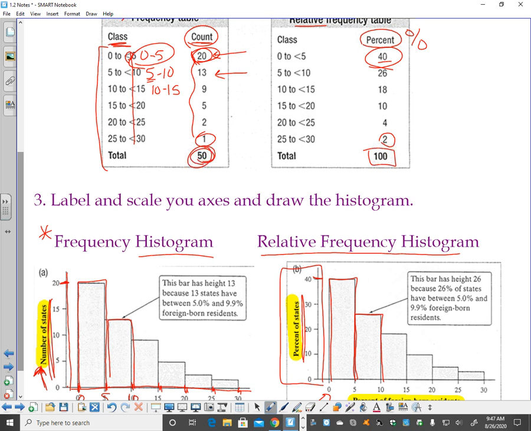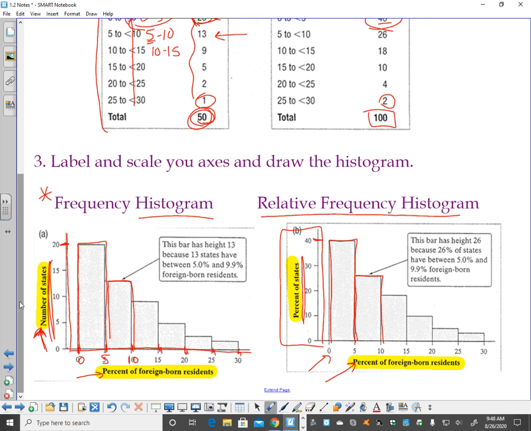Now, step back and look at the two histograms and compare them. The bars look identical. So a frequency histogram and a relative frequency histogram, the graph itself looks exactly the same. The difference between a frequency and a relative frequency is, number one, the title, and number two, the y-axis and how the y-axis is labeled.